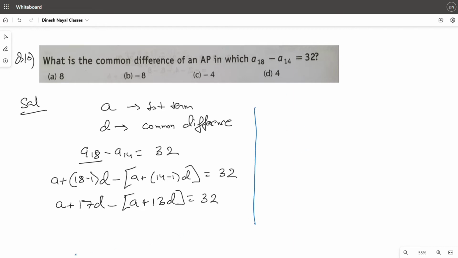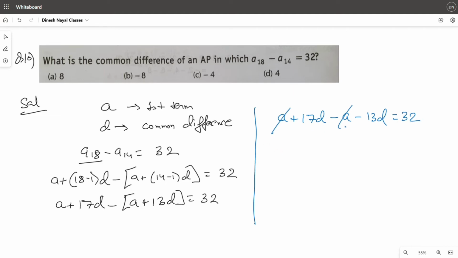Let's write it over here. I'm making a margin, so this is on the right hand side. A plus 17D, then minus A and minus 13D, because outside the bracket there is a minus sign. So you can see A and A will get cancelled. This equals 32. A and A will get cancelled.